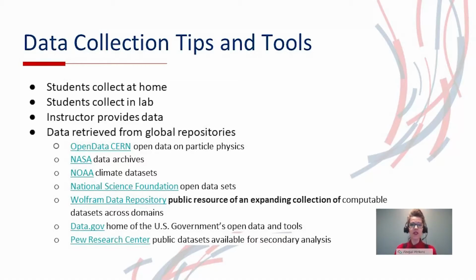Data can also be retrieved from global repositories: open data at CERN, NASA, NOAA, the National Science Foundation, Wolfram, which was an example of a simulation I showed in a previous slide. Wolfram has a really big data repository. Also, data.gov has a huge open data repository as well as tools to help with analysis. The Pew Research Center also has public data sets available, though for secondary analysis.